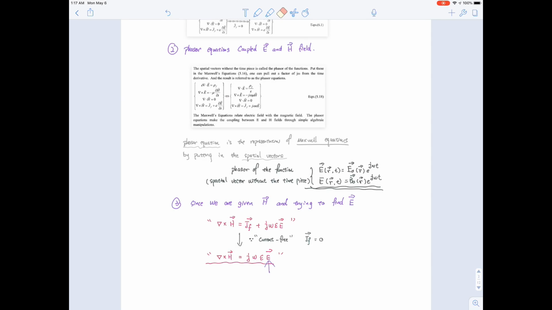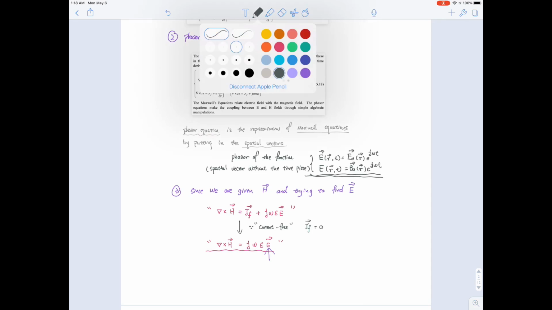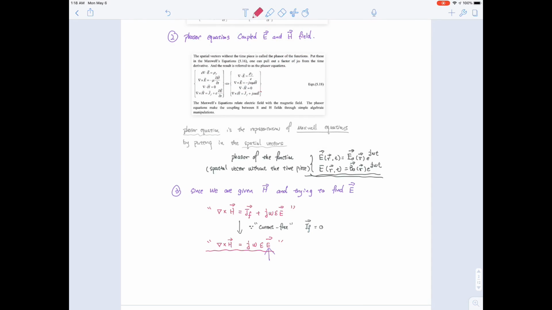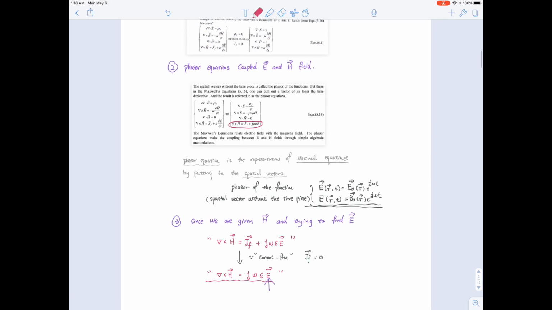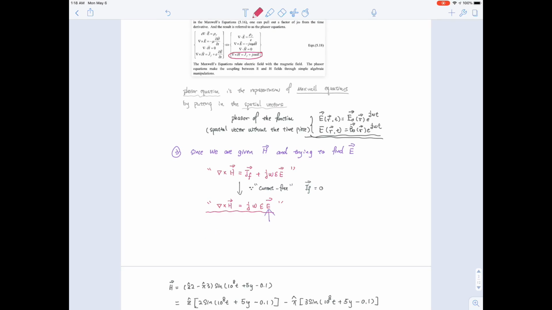Since we already have the value of the H field, and we're trying to find what the E field is, we should use this equation right here. Also remember that the problem says it is a current-free medium, so J_f in here should be equal to 0. So the equation becomes this.